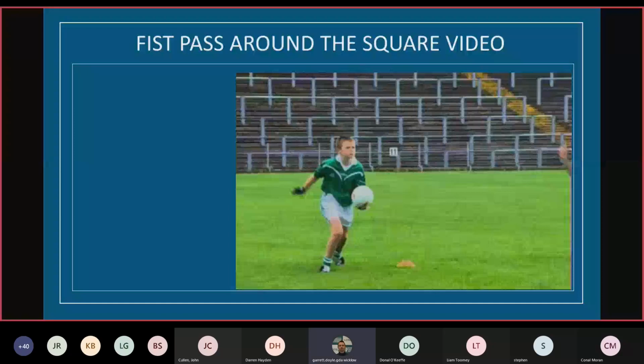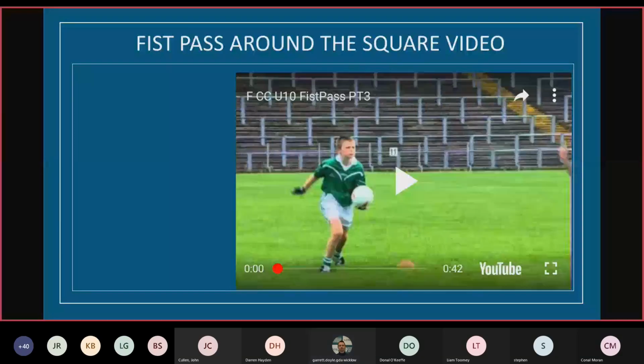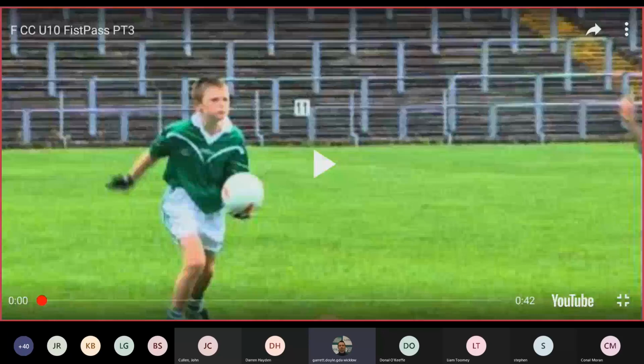So again, around the square, and this is actually a good example here of really how the coach has to be on point.